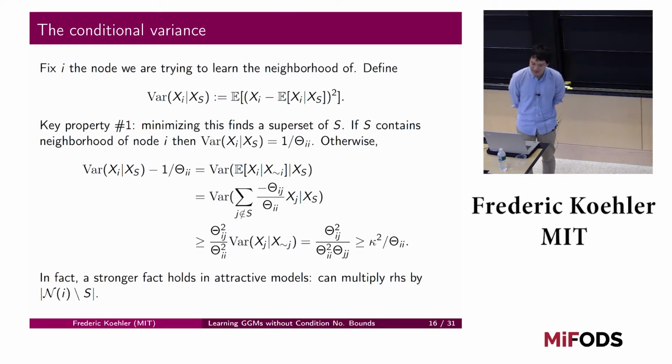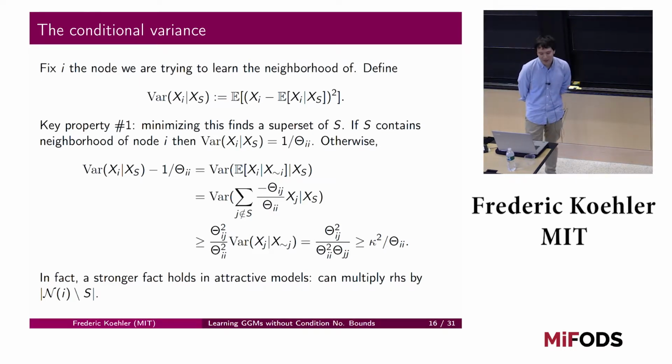The key property is that if you drive this conditional variance down to its minimum, which is 1 over theta i, remember, that's always equal to the conditional variance given everyone besides i. So that's the minimum that this function can achieve. If you get a superset of the neighborhood of node i, then the variance of xi given xS is just equal to 1 over theta i. Otherwise, what we can do is compute how big of a gap there is. No need to follow the details, but basically you just write out what it is, and you use this thing called the law of total variance.